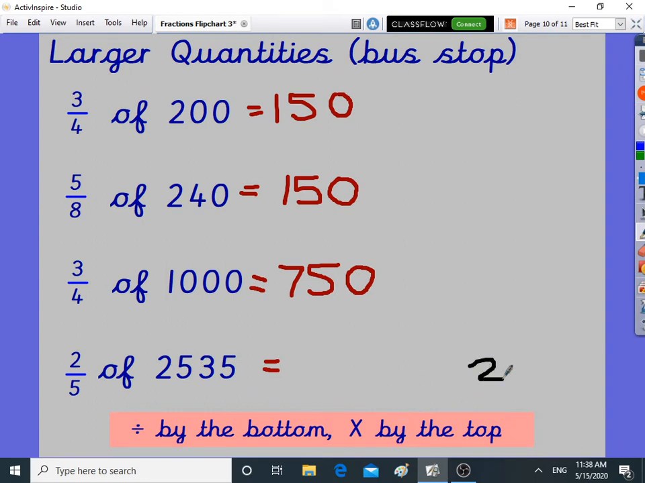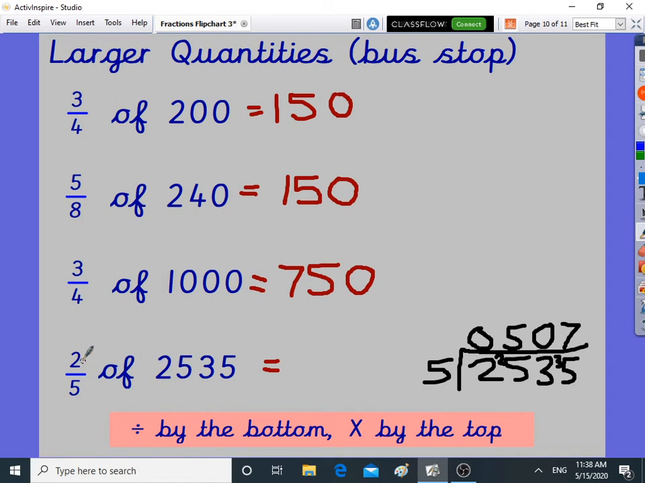So 2, 5, 3, 5. We get the quantity, the number. We divide it by the denominator, which is 5. I have no idea what this is going to be, but my friend the bus stop is going to tell me. Looks like it's going to be 507. So 2,535 divided by 5 was 507.